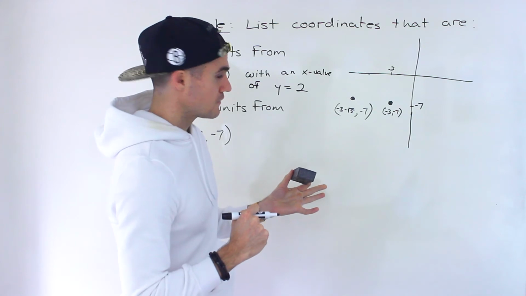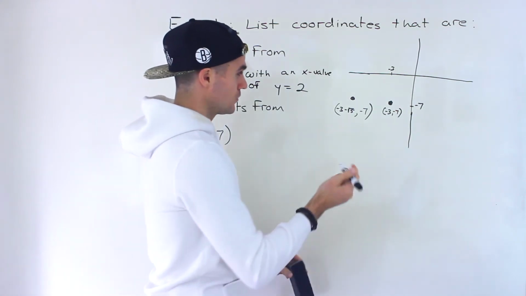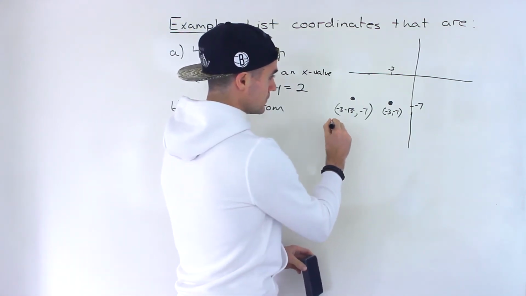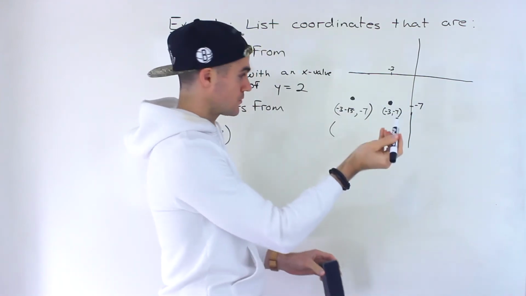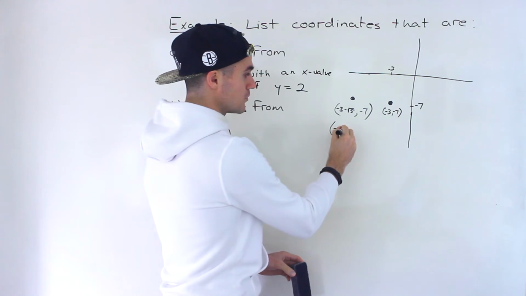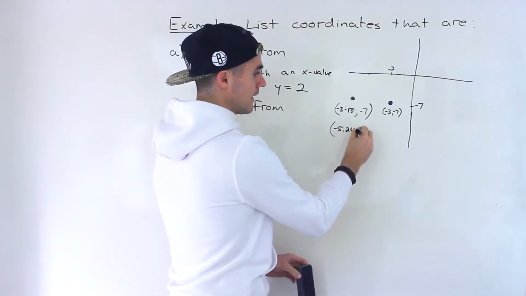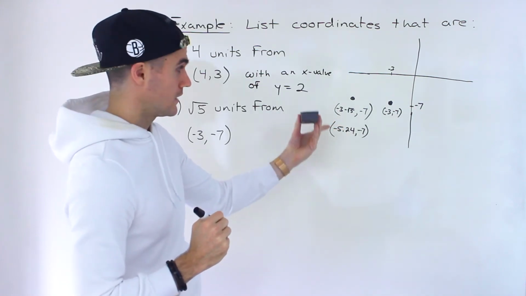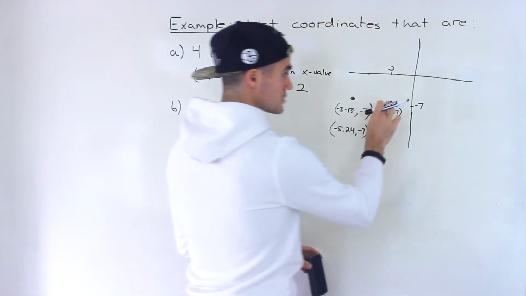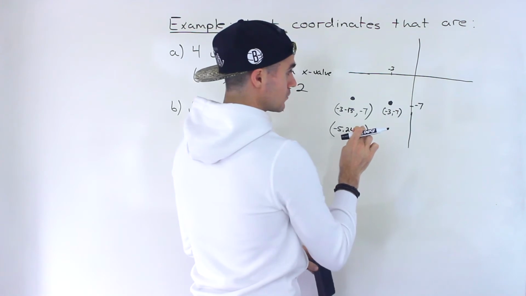And √5 in decimals is approximately 2.24. So if you wanted to show this in decimals, it'd be -3 minus 2.24, which would give you -5.24 and -7. Okay, so that is one potential. We can also go to the right.